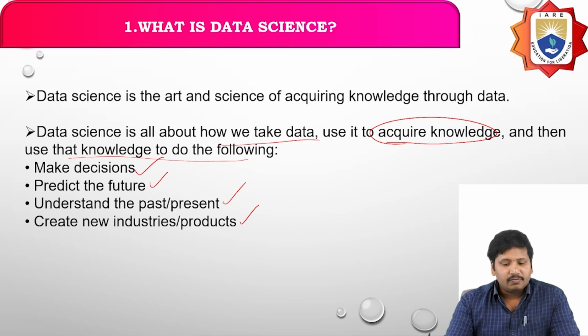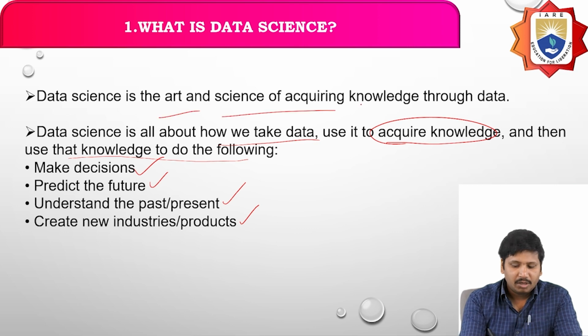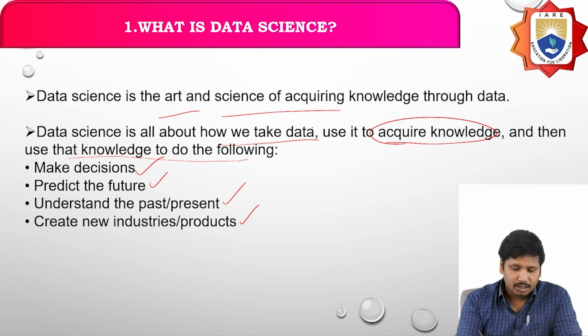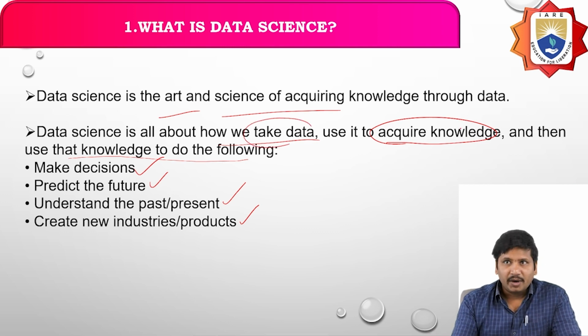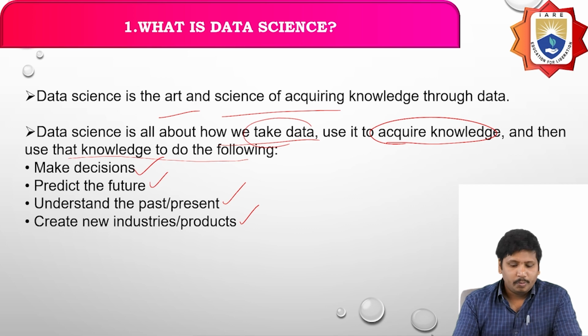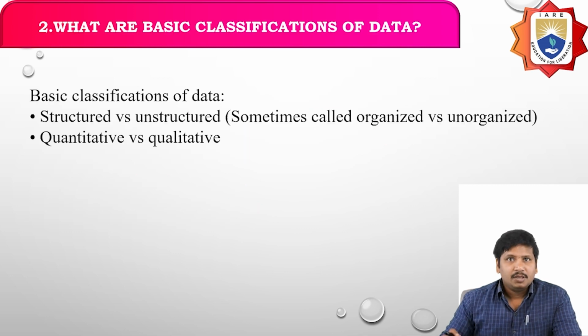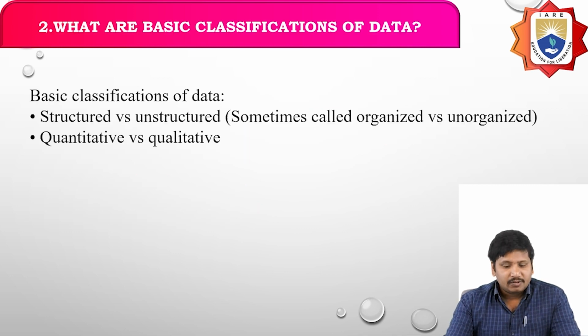So the very first thing, what is data science? Data science is an art, or a science, of acquiring knowledge through data. It is all about how we take the data, acquire the knowledge, and then make decisions, predict the future, understand the past and present, and create new industries and products. And what are the basic classifications of the data?